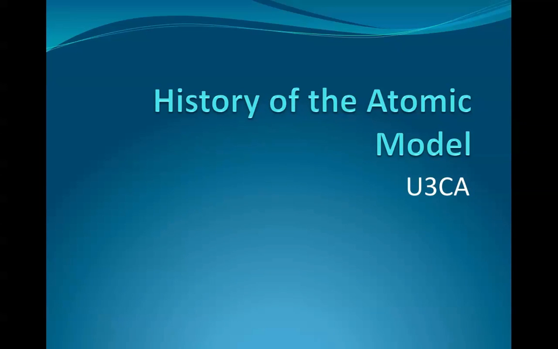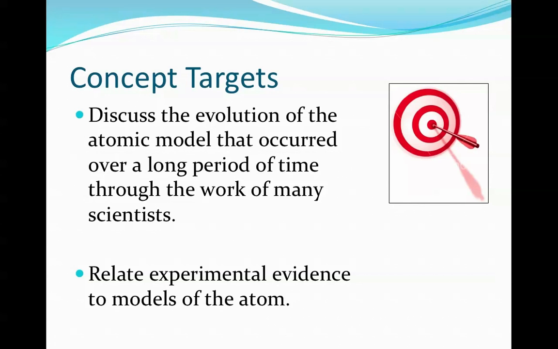In Unit 3, we're going to be focusing on the atomic theory. So we're going to start off with just going over a brief history of how the atomic model actually developed. We're going to discuss the evolution of the atomic model that occurred over a long period of time through the work of many scientists. And we're only going to touch on a few of these scientists. We don't actually go through every single one that contributed in some way to this model.